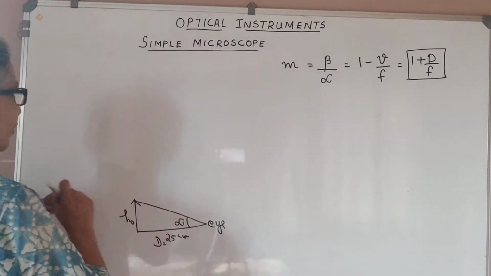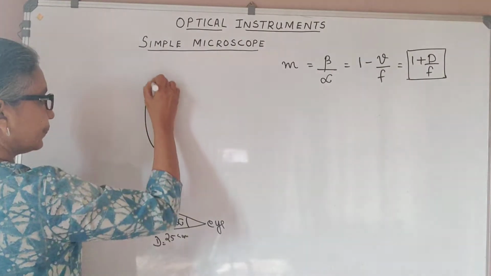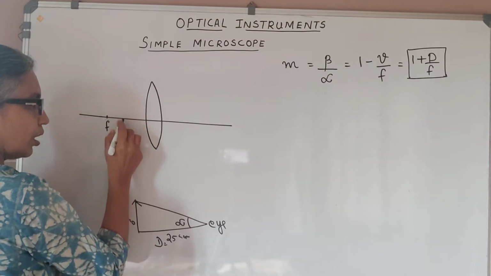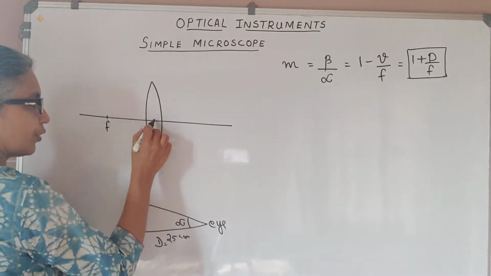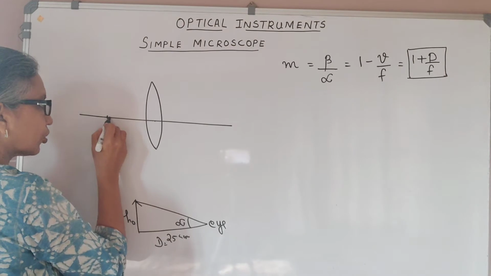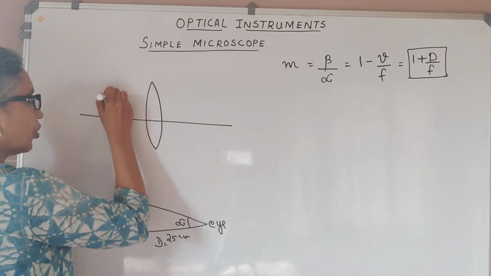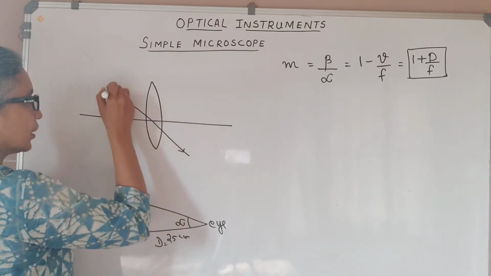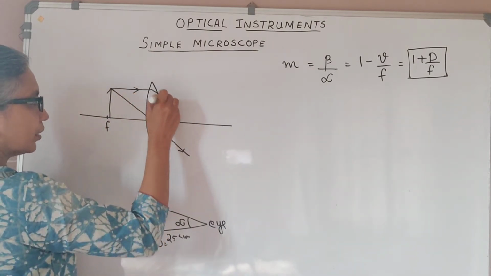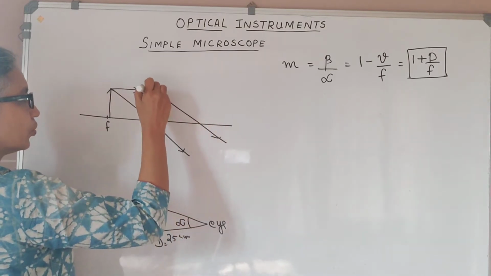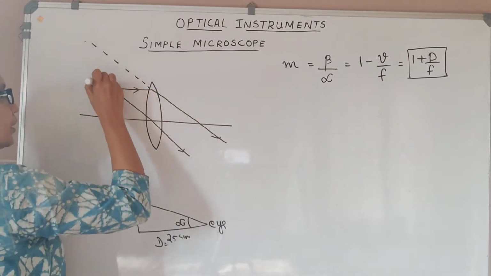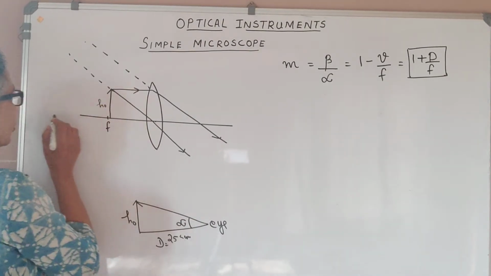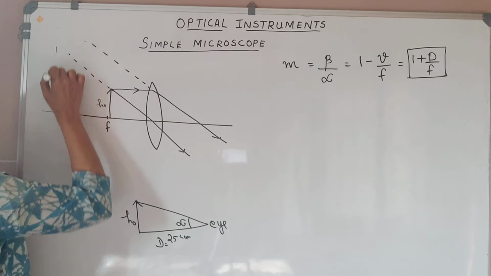So we have a lens here, principal axis, and I am bringing our object, which was before in between F and optic center, very close to the focus so that our object is almost at the focus. One ray passes through the optic center, the other ray will go parallel, so that these two will appear to meet at infinity. Now this is HO and your image is somewhere at infinity.